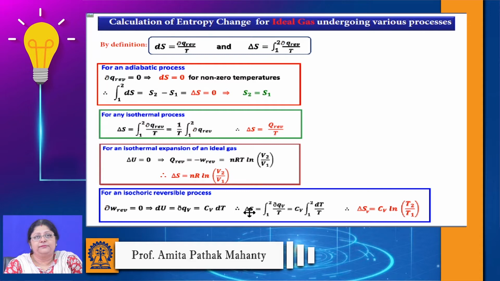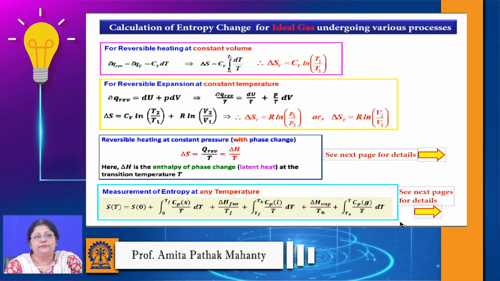If you have CV dT, you can plug it into the equation of the entropy change, dq reversible by T, and this is obviously going to be a reversible process which we are taking into account. So this will be the heat transferred at constant volume under reversible condition. If you substitute that, you get delta S for the constant volume process is going to be CV ln T2 by T1. I hope you remember these.